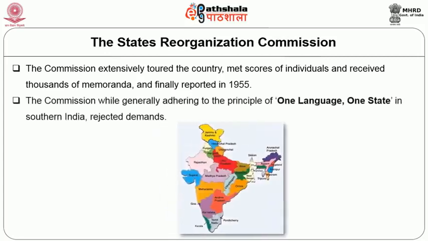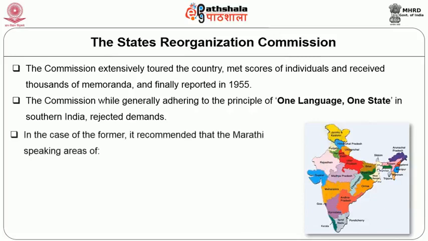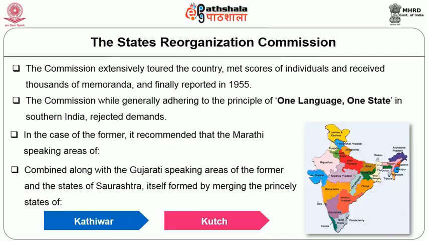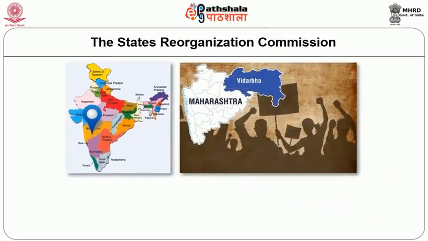The commission, while generally adhering to the principle of one language, one state in southern India, rejected the demands for Maharashtra and Punjab. In the case of the former, it recommended that the Marathi-speaking areas of Bombay and Hyderabad be combined along with the Gujarati-speaking areas of the former and the state of Saurashtra, itself formed by merging the princely states of Kathiawar and the Kutch region, to form a larger bilingual Bombay state. The Marathi-speaking areas of Madhya Pradesh should form a separate state of Vidarbha in deference to regional feeling.